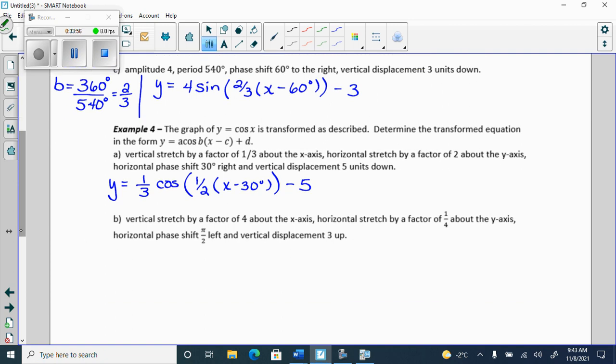And you should appreciate these ones because they're not like a transformed graph you have to transform. They're just a basic graph, right? You just plug your stuff in. That's way easier than if they gave you a cos graph that was transformed first and then made you transform it, which they can do. Vertical stretch by a factor of 4 about the x-axis. Cos. Horizontal stretch by a factor of 1/4, so 4. It flips. Horizontal phase shift, so x plus pi over 2. And then plus 3.